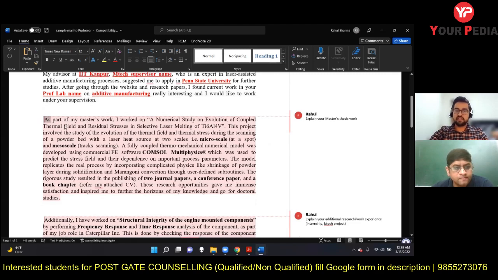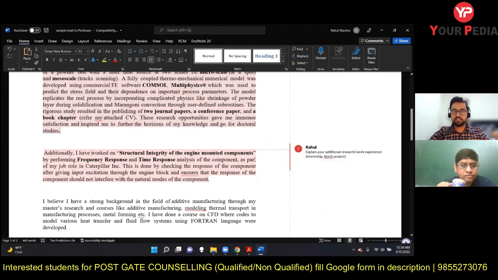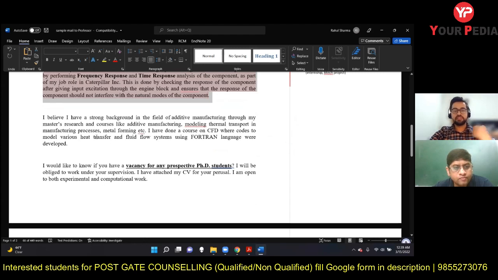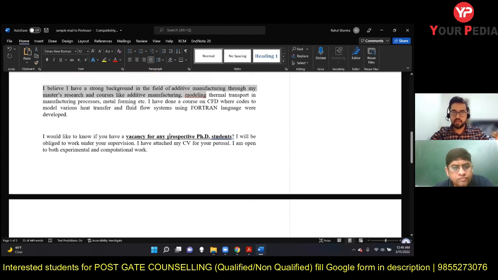Third paragraph, I generally write about my previous research experience, whatever I did in my master's. I briefly explain what my master's project was. And if you have any additional project experience, like I have some experience in my job, research experience, additionally you can write that. And this is a very standard thing in the fourth paragraph: I believe I have a strong background in this field, I know this language, I did these courses, so you can always mention that.